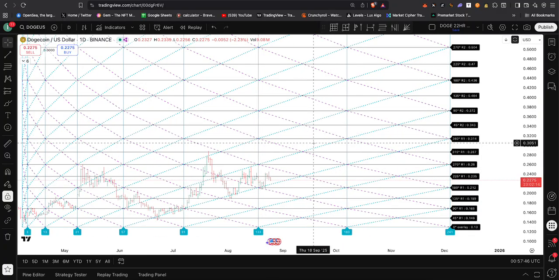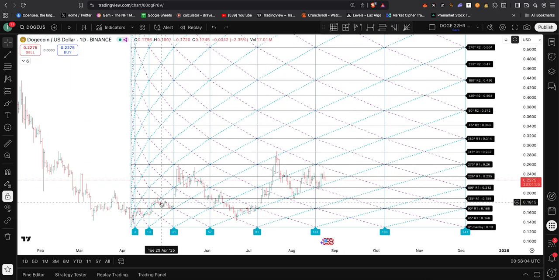All right. And the next key date coming up is September 11th, September 12th. Okay. So in that second week of September, Thursday and Friday. That's going to be the next point of interest for Doge. And going off of what it's done previously on those node dates, it could potentially be a high. It's kind of what it's done previously, besides this one time here where it's been a low.